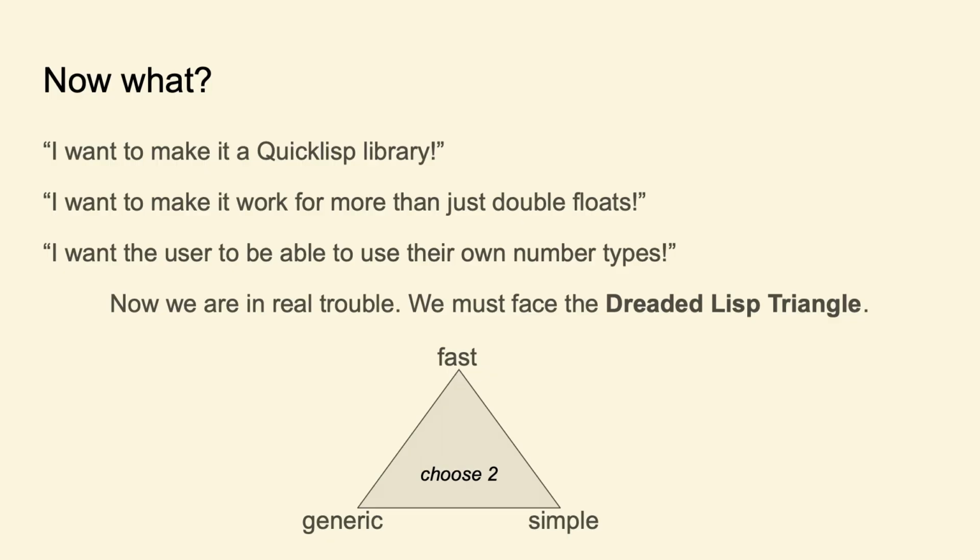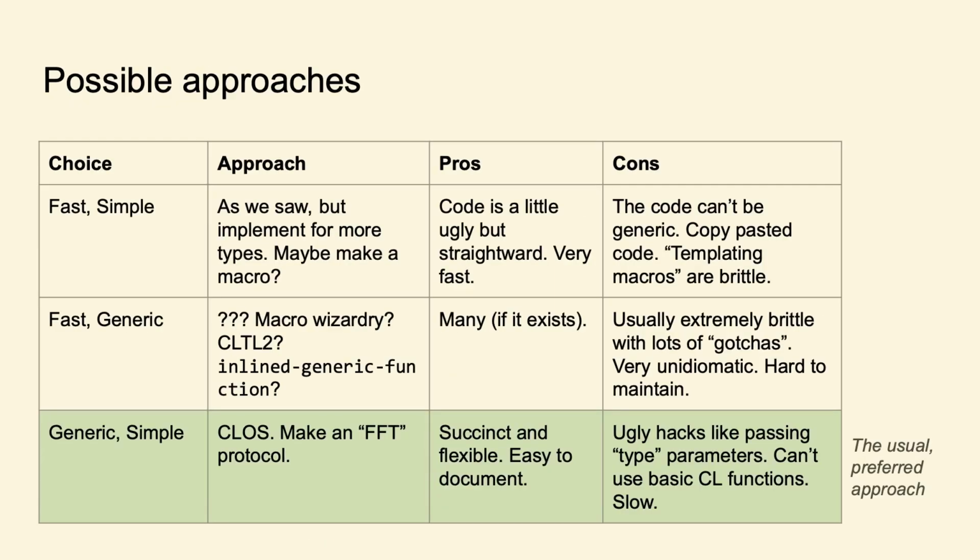In Common Lisp, typically, you have to face this dreaded Lisp triangle. On the 3 points of the triangle are fast, generic, and simple. Generally speaking, you can only choose 2 of those. Let's look a little more in detail if we were to choose one of these approaches for packaging up our FFT library and shipping it.